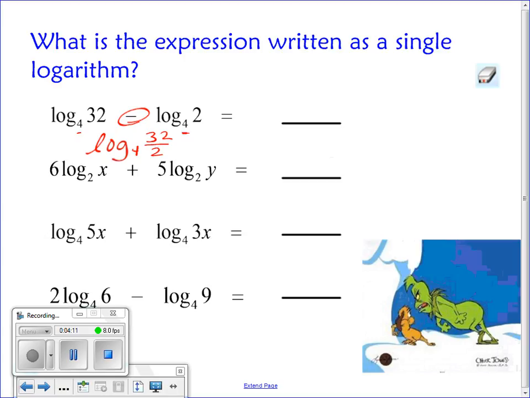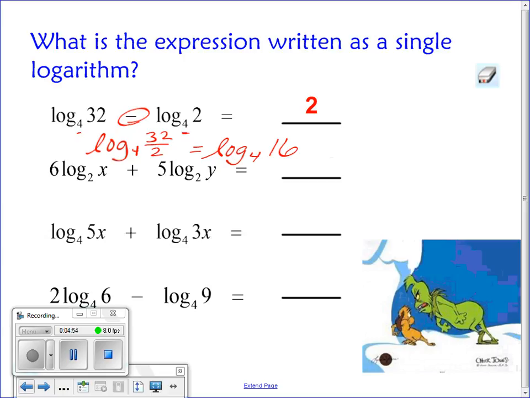But, hold on, let me take this one more step further. It's log base 4 of 16. What is that? It is 2. Because 4 to what power equals 16? 2. So you went from log base 4 of 32 minus log base 4 of 2 to 2. So the properties allow me to put things back together where I could then go further and actually get the answer. Fun, right?